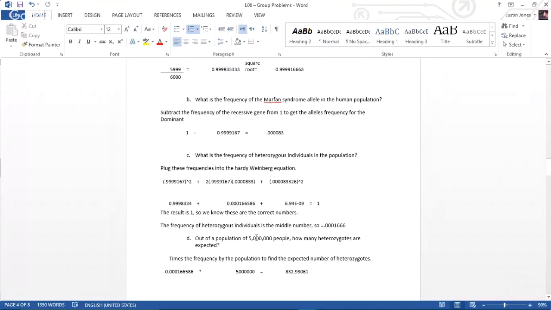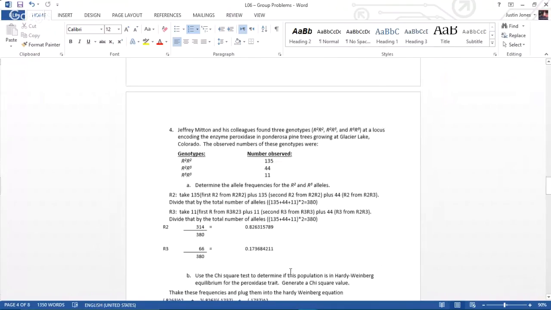And then out of a population of 5 million, how many are heterozygous? So really simple. Just take that frequency times 5 million, and you get 832 individuals.